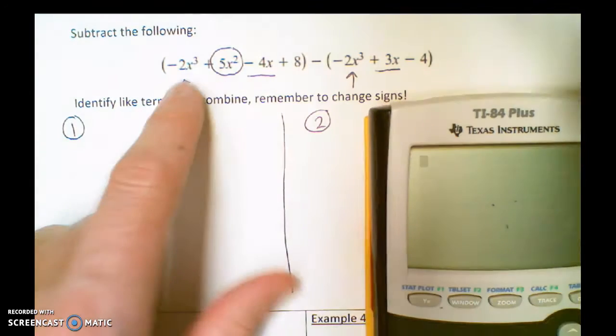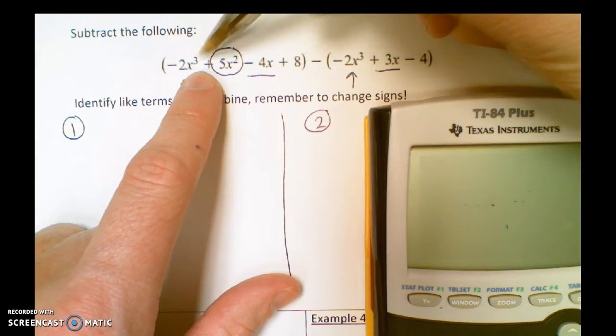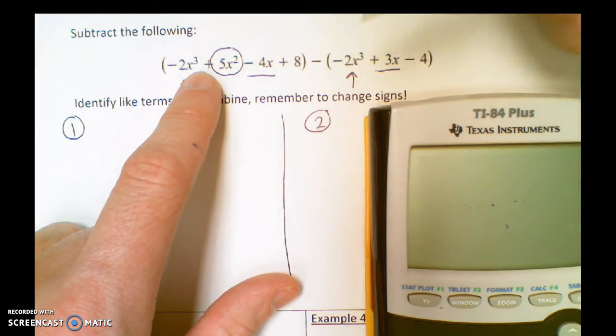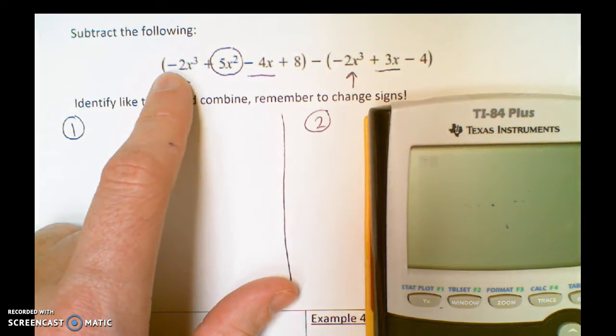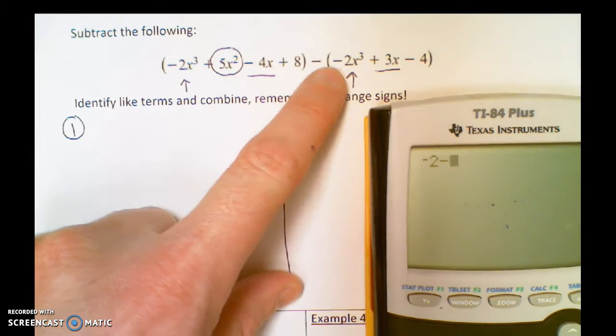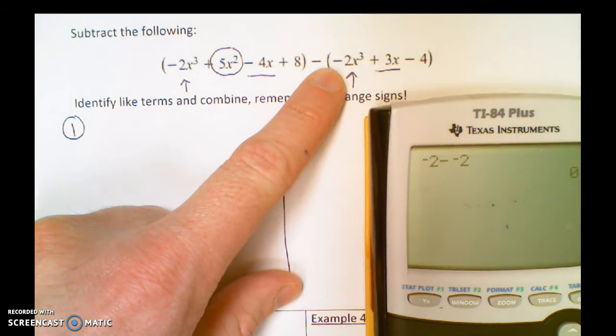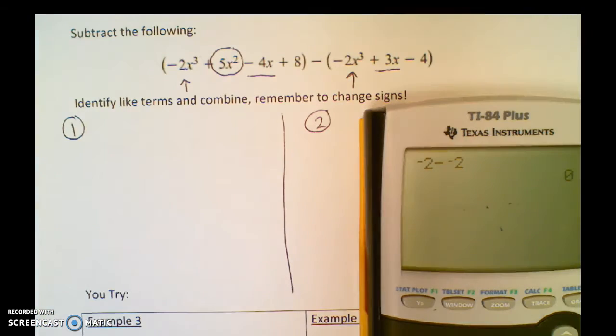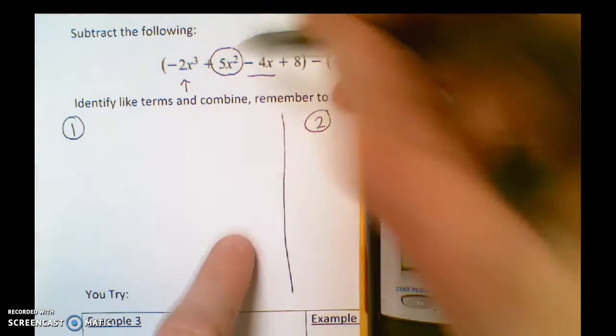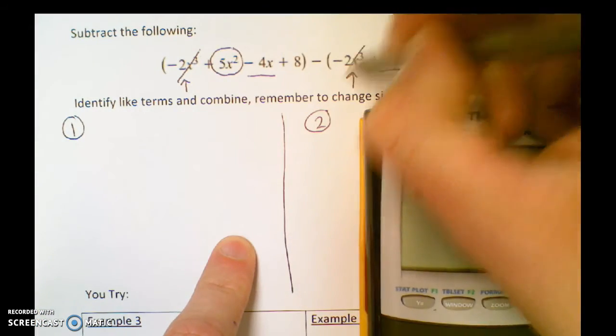So if I take negative 2x to the third and I subtract negative 2, I see two negatives there. So it's going to be negative 2 minus negative 2, and in that case, it gives me 0. So when you get 0, that term gets canceled out. So this x to the third got canceled out.